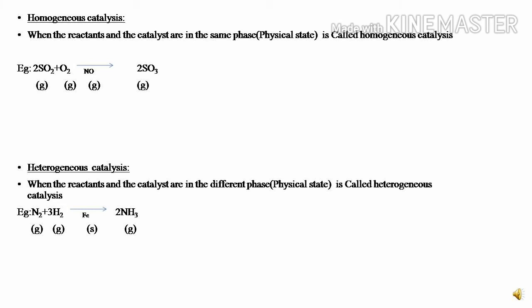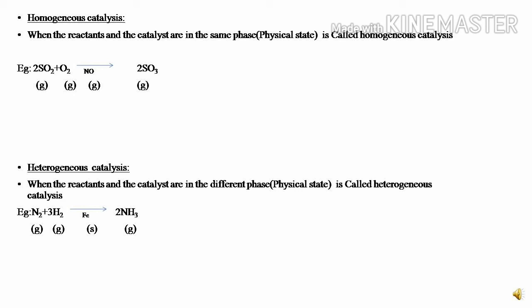Now let us try to understand heterogeneous catalysis. Before learning about heterogeneous catalysis, let us see the example here. In this reaction, nitrogen and hydrogen react together to form ammonia, and this reaction is carried out in the presence of iron. Here nitrogen and hydrogen are the reactants and iron is the catalyst. Nitrogen and hydrogen are present in the gaseous state, whereas iron is present in the solid state.